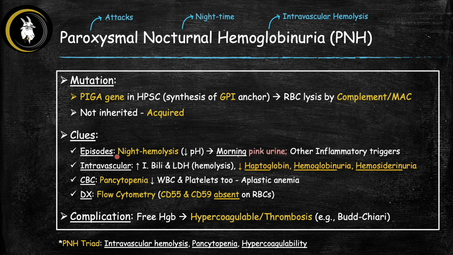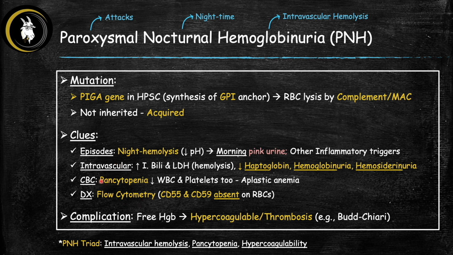The next clue is that the location of hemolysis here is intravascular, so the red blood cells are getting lysed by complement in the blood vessels. This means that in addition to the high indirect bili and LDH, which occur in all hemolysis, we're also going to see a low serum haptoglobin, hemoglobinuria, and hemosiderinuria, and these three all indicate that the hemolysis is intravascular. And if you ever forget this, just think about the disease name. It ends with hemoglobinuria, and that'll remind you that the hemolysis is intravascular.